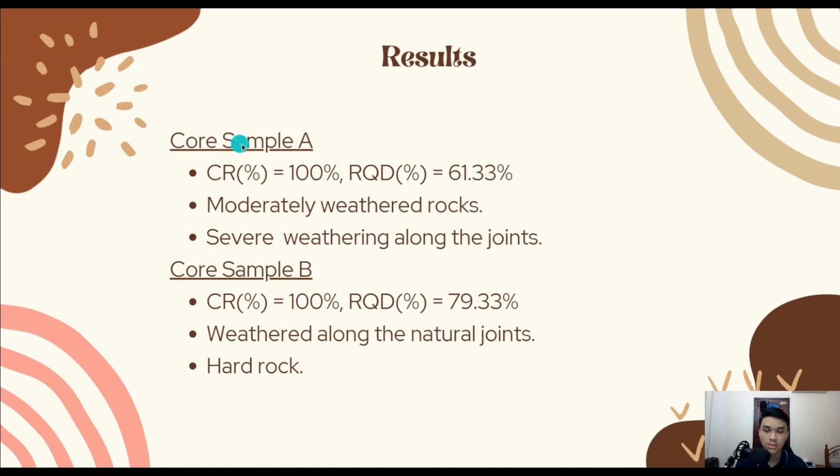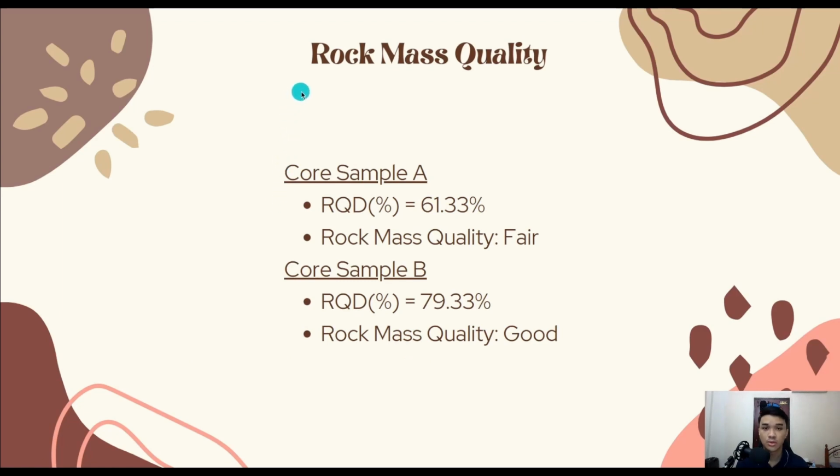So for core sample A, we obtain the result of core recovery 100% and the rock quality designation of 61.33%. So from the value of the RQD itself, we can see that core sample A is moderately weathered rock and it has severe weathering along the joints. Meanwhile, for core sample B, we obtain the value of core recovery 100% and the RQD value of 79.23%. So from this value, we see that core sample B is a hard rock and it has weathered along the natural joints.